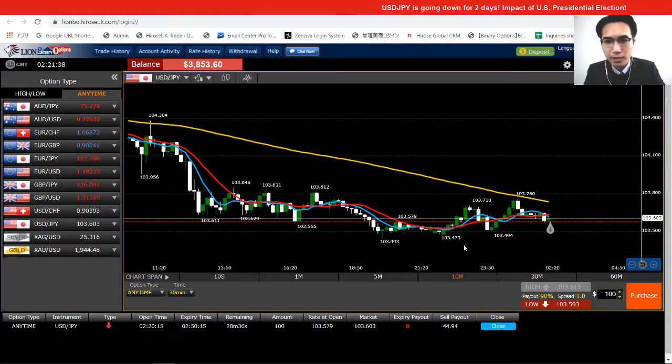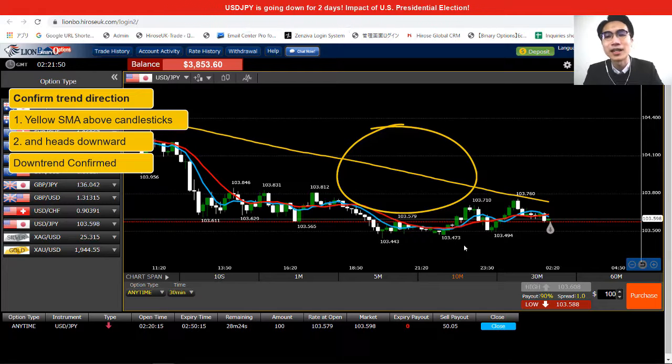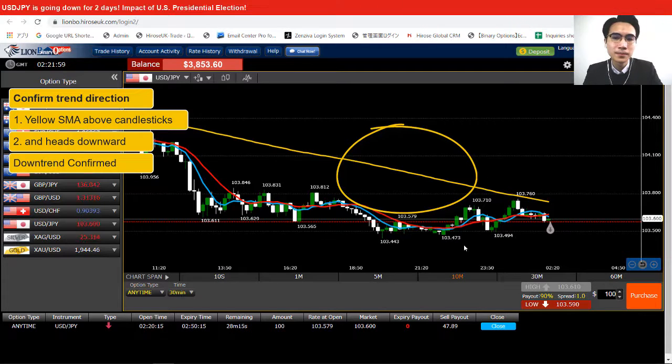Let's zoom into this chart a bit and just explain to you the purchase timing for this strategy. That's really obvious that if we take a look at the yellow simple moving average here, the yellow simple moving average is heading downward all the way, and then if we take a look at the candlestick movement, it's actually heading downward overall as well. So now I can confirm that the market is in a downtrend.